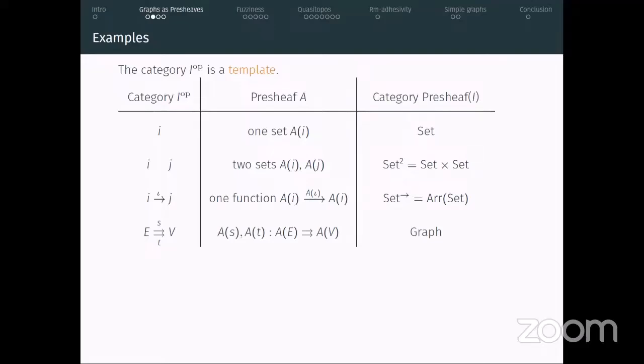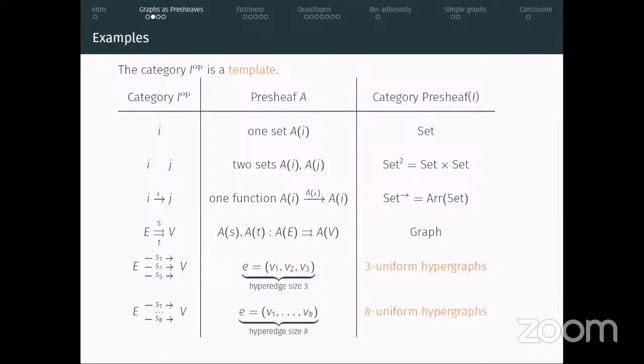What's interesting is we can extend on that famous example of how we can see a graph as a presheaf. We can add a 3rd arrow, where there's still an edge set and a vertex set, but this time an edge has 3 components: a first source, a second source, and a third source. So the category that you obtain is the 3 uniform hypergraphs. You could add as many arrows as you want, and you can have hyperedges of the size that you want, giving k uniform hypergraphs.